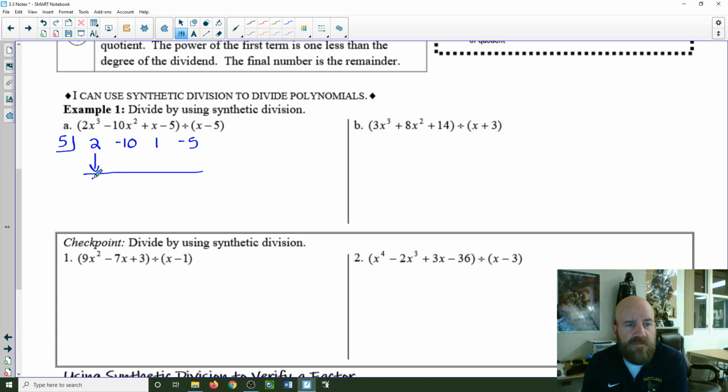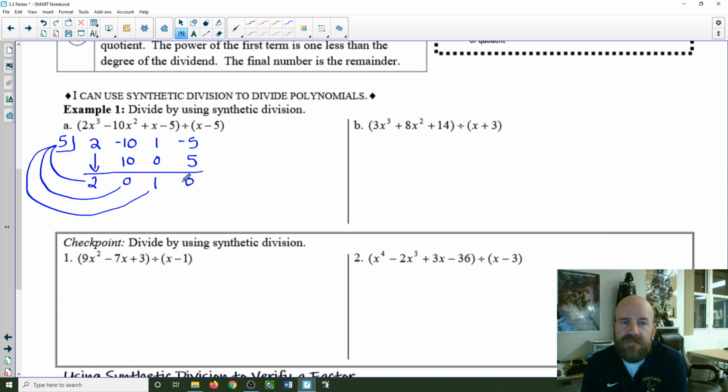And now we drop the first term down. And then what we're going to do right here is multiply these two numbers. So 5 times 2 is 10. And now we're going to add vertically. So -10 and 10 is 0. We're going to continue this process. We're going to multiply 5 by the next number. So 5 times 0 is 0. Add. So 1 and 0 is 1. And then we're going to multiply again. So 5 times 1 is 5. So that goes here. And we're adding, and we get a 0.